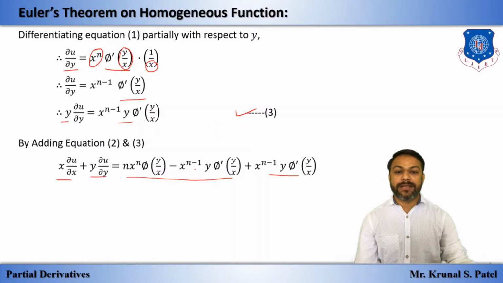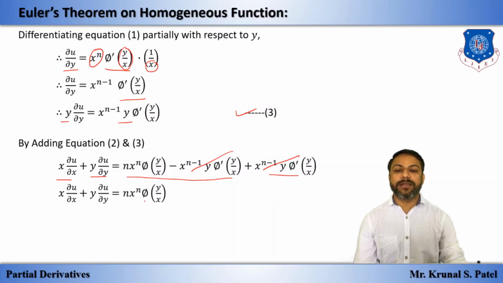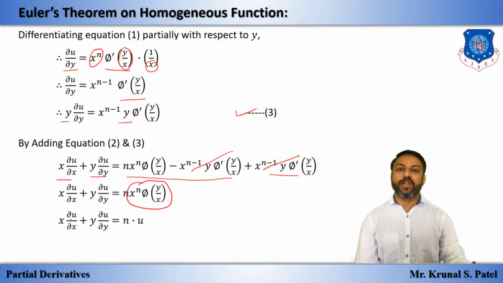So here you can see that these two terms are the same, so they cancel out because of the plus and minus signs. So we have the remaining term x into x raised to n into phi of y by x, and you can see that this is our given function u. So we have x del u by del x plus y del u by del y is equal to n into u, and this will happen if the given function u is a homogeneous function with degree n.